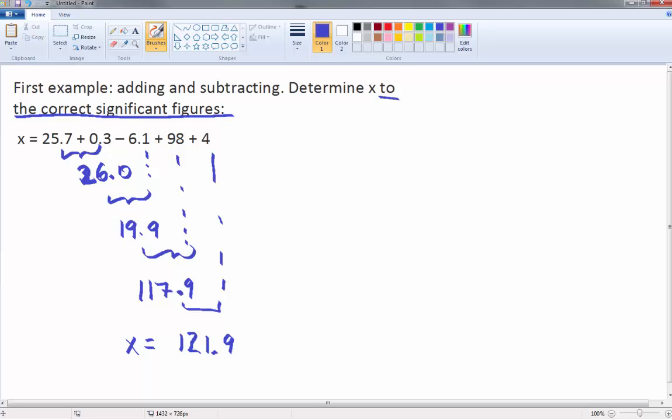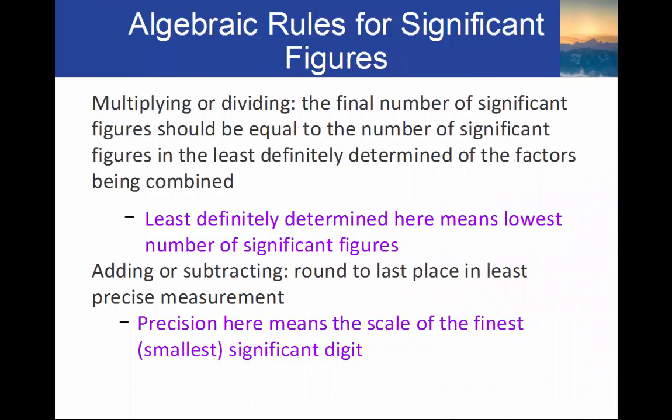And if we pull up our rules for figuring out how many significant figures there are from our notes, what we see is that if you are multiplying or dividing, then the final number of significant figures should be equal to the number of significant figures in the least definitely determined of the factors being combined. What that basically means is if you are multiplying or dividing, then find the number with the least number of significant figures, count how many significant figures that number has, that's how many significant figures your answer should end up with. If you're adding or subtracting, and that's what we actually just did do, you round to the last place in the least precise measurement. And in this thing, precision actually means which one has the finest or smallest significant digit.